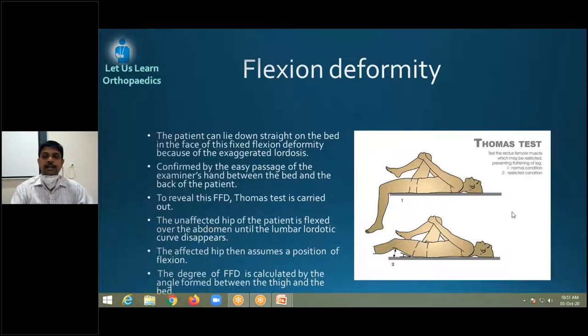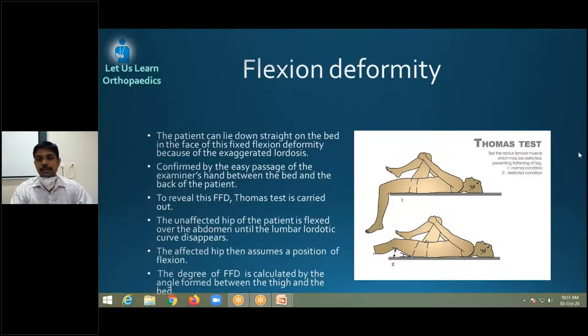So if you see this diagram here, you ask the normal leg to be flexed by the patient himself, and you insinuate your hand underneath the lumbar spine and the bed, until this lordosis has been obliterated, till then the normal hip has been flexed. Once that has been done, you see the opposite left hip has been elevated in diagram 2. The number 2 describes the angle of fixed flexion deformity. So this is the angle that is formed between the thigh and the couch of the bed.